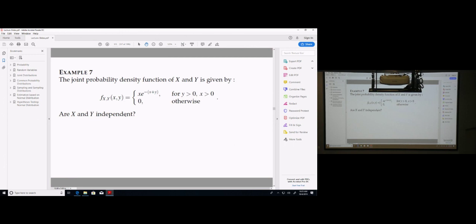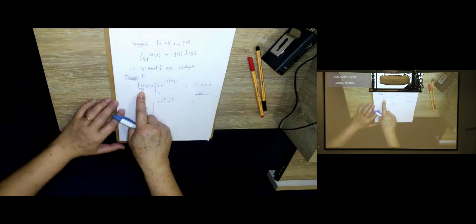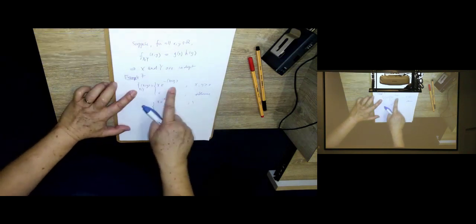Otherwise, right? And so if I think of x times e to the power minus x, e to the power minus y. Okay, so we are here, example 7. This is the expression here.